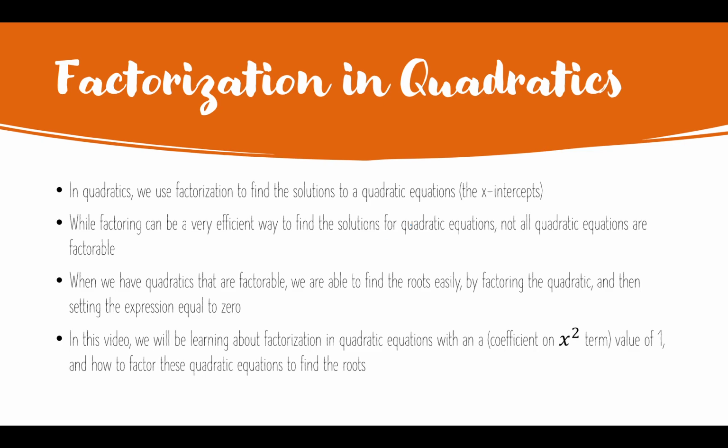So let's look at factorization in quadratics. In quadratics, we use factorization to find the solutions to a quadratic equation, also known as the x-intercepts. While factoring can be a very efficient way to find the solutions for quadratic equations, not all quadratic equations are actually factorable. When we have quadratics that are factorable, we are able to find the roots easily by factoring the quadratic and then setting the expression equal to 0.